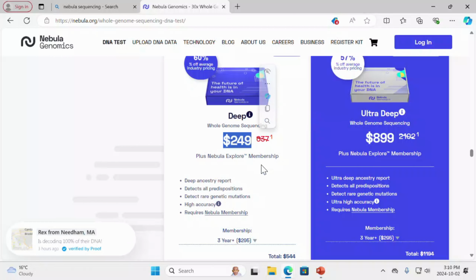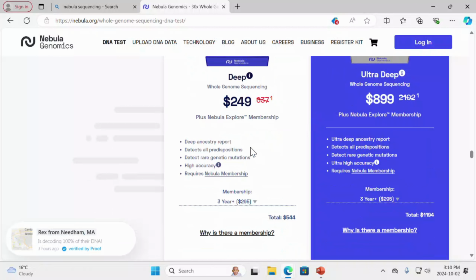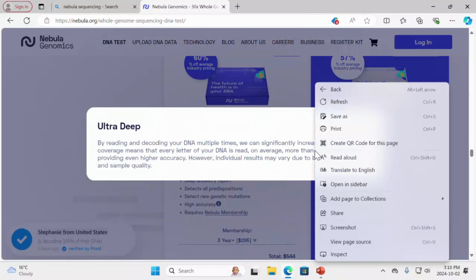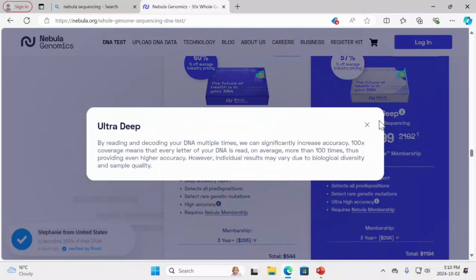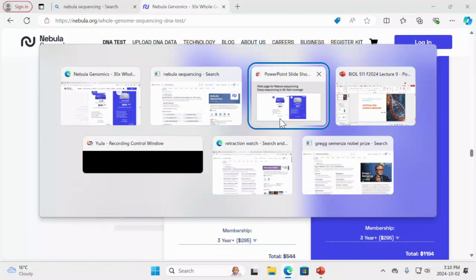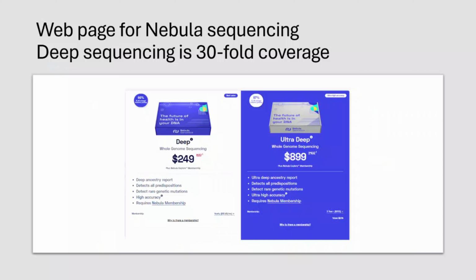But this is pretty big. You pay them $249, I don't know if it's Canadian or US, and they give you all your DNA. They tell you which genetic mutations you have. They'll tell you what predispositions you have and where you come from, okay? This one here, the only difference is they increase the genome coverage. I think in this case it's like 100 times right here, okay?